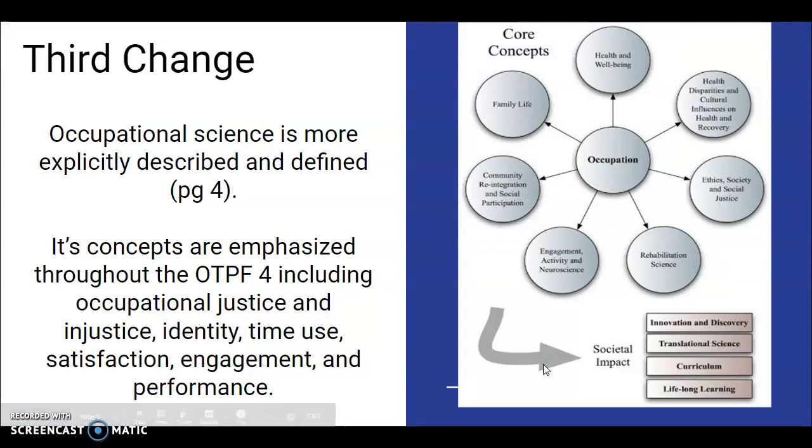The third change is that occupational science is more explicitly described and defined. You can find that on page 4. They say it provides a way of thinking that enables an understanding of occupation, the occupational nature of humans, the relationship between occupation, health and well-being, and the influences that shape occupation. So its concepts are emphasized throughout the OTPF-4, including occupational justice and injustice, identity, time use, satisfaction, engagement, and performance.